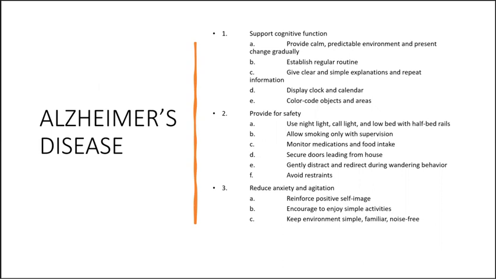The patient is allowed to smoke with supervision. Monitor medications and his food intake. Again, you want to secure the doors leading from the house because of the night wandering we talked about, and that increased physical activity. Gently distract and redirect during those wandering behaviors. Avoid restraints because it's going to cause him to become combative.